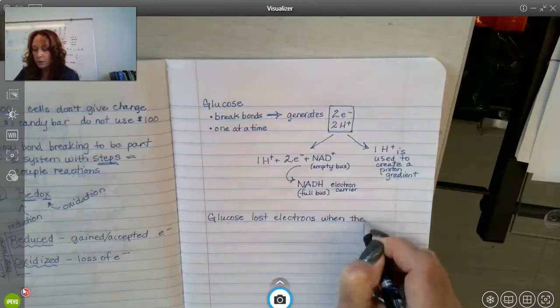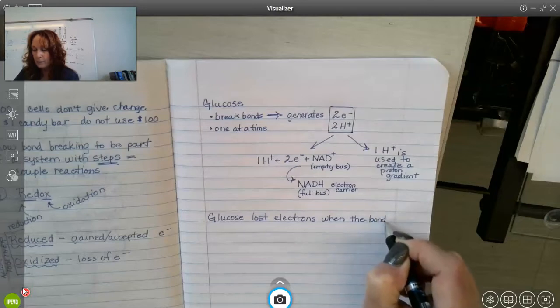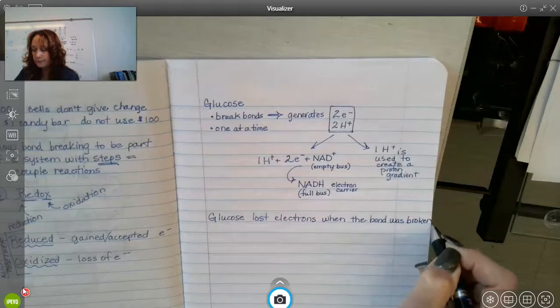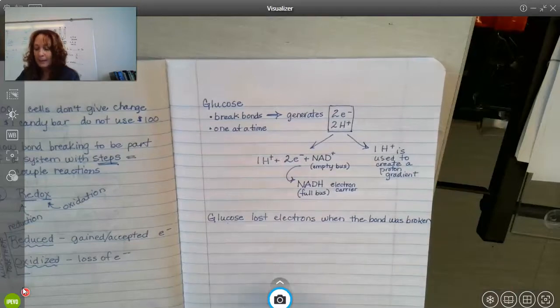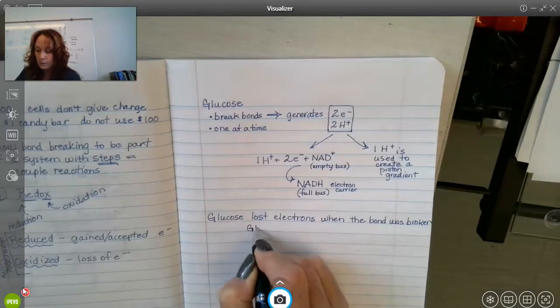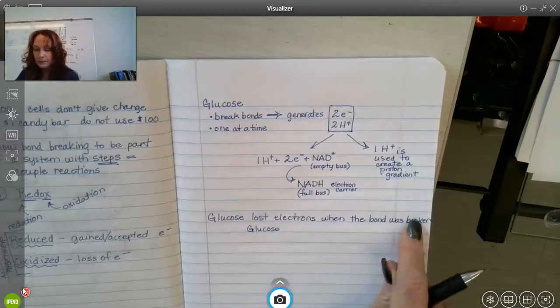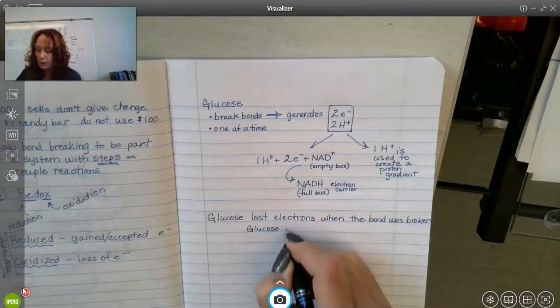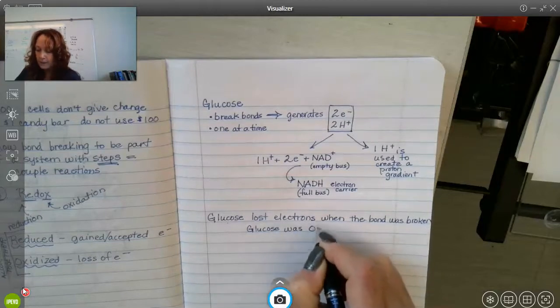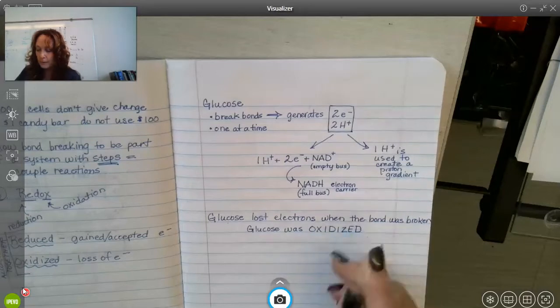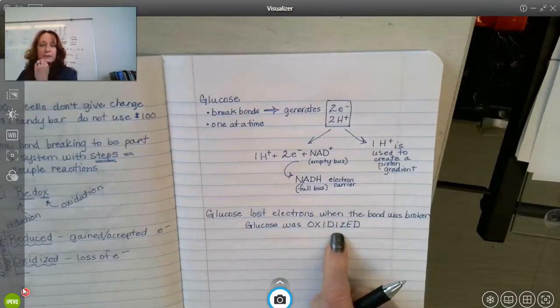When the bond we're talking about was broken, that means that we could use this word instead of writing all of this. We can say glucose was oxidized. Oxidized means loss of electron.